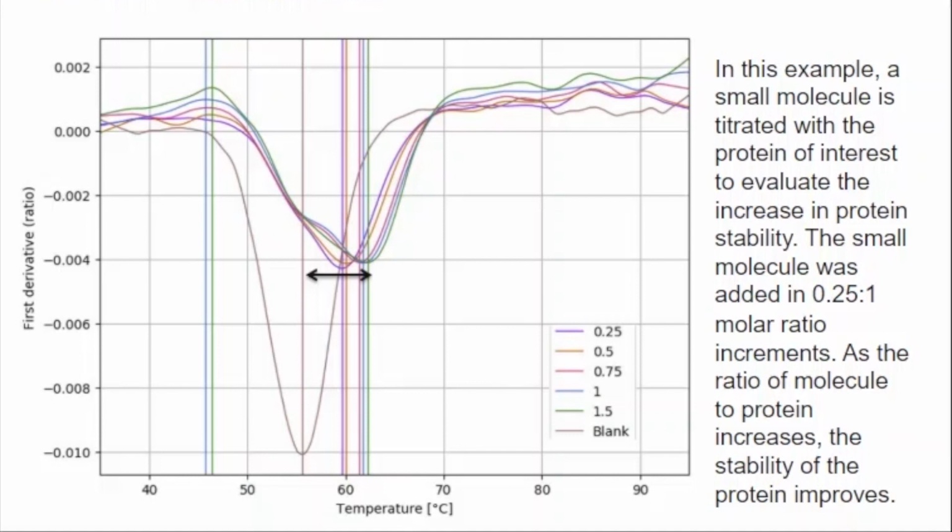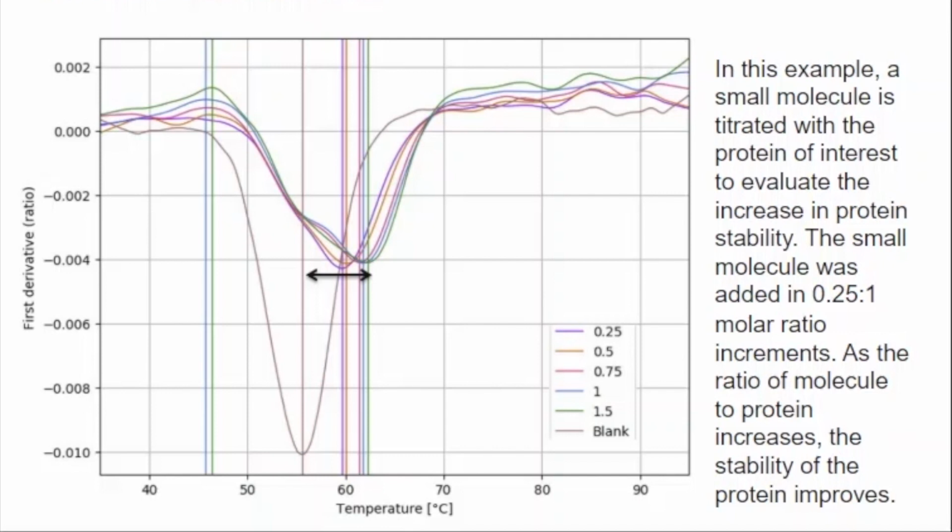And we see this change in the derivative where the peak becomes less intense, and the center of that peak shifts slowly towards a more stable temperature as more and more small molecule is added. And for us, we're able to see that more small molecule is beneficial.